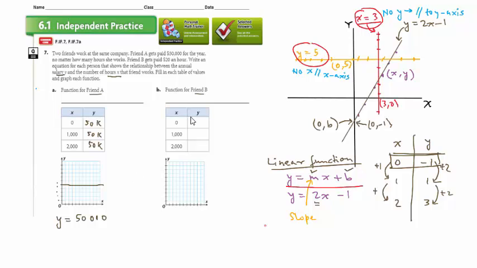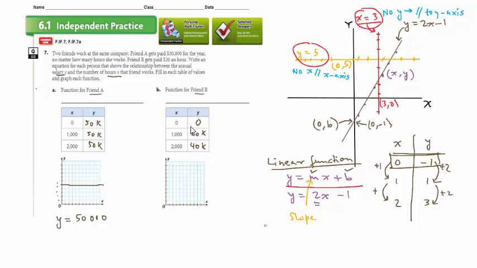What about friend B? Friend B actually gets paid $20 an hour. So friend B has to work hard in order to earn her money. So if friend B were to work 0 hours, she will not get paid. Simple as that. If she were to work 1,000 hours, she would get 1,000 times 20. That's $20K. If she were to work 2,000 hours in the whole year, she would get 2,000 times 20. That's 40K.